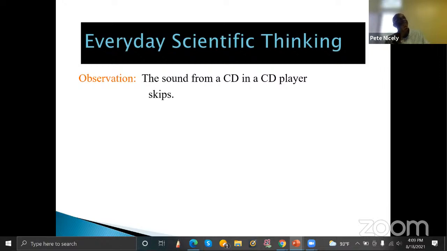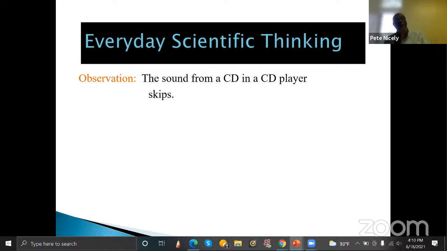Now, let's say you want to play your favorite CD in a CD player, and you put your CD in the CD player, you press play, and what you notice is that the sound skips, all right? But you really want to hear your CD, so you want to solve this particular problem. How do you get your CD to play properly, all right? So believe it or not, you have taken the first step in the scientific method because you have observed that the sound from the CD skips when you try to play it, all right?